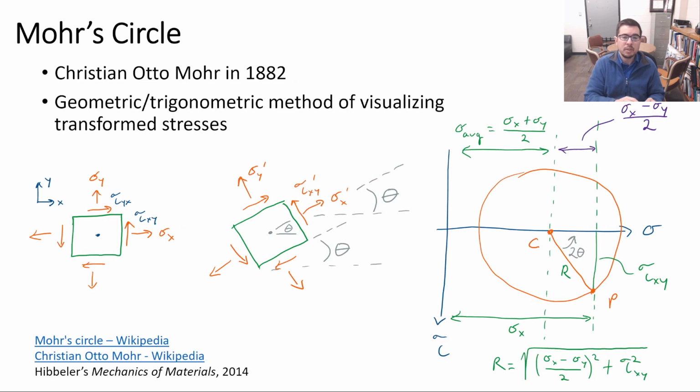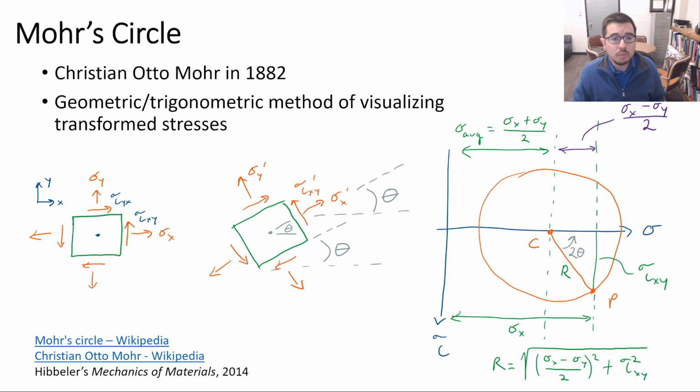Mohr's circle. So Christian Otto Mohr was an engineer, and he liked to use graphical methods to describe mechanical phenomena. And building on other people's work, he came up with what we now know as a method of visualizing these transformed stresses in the form of a circle.